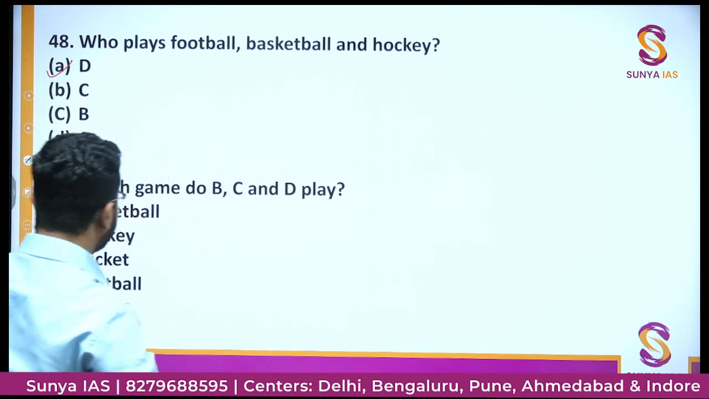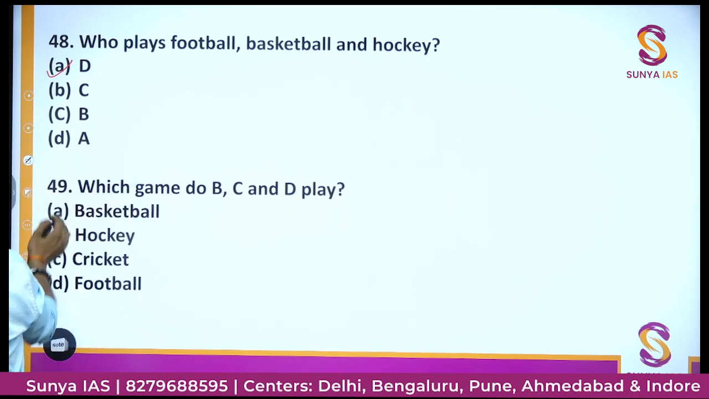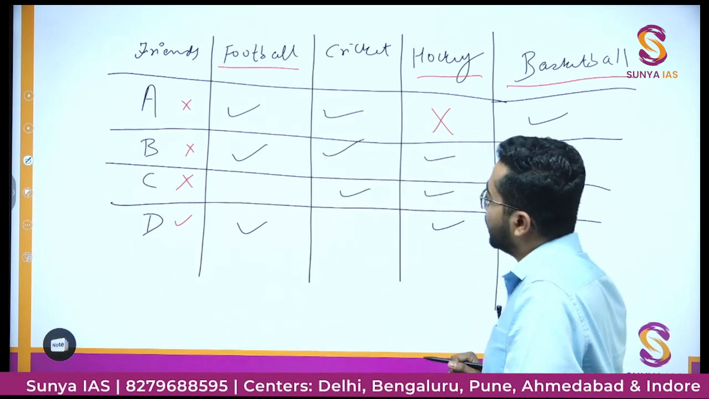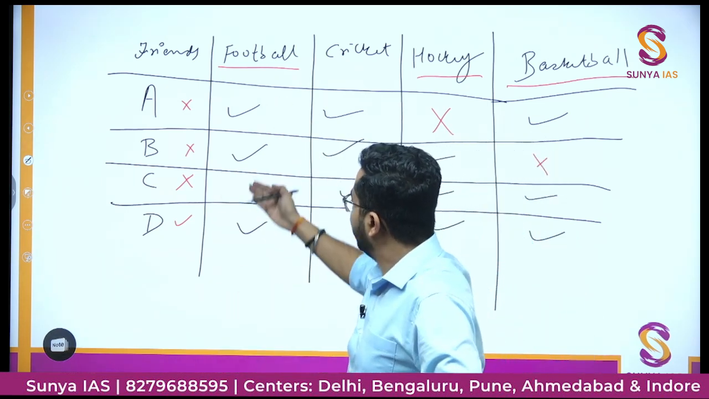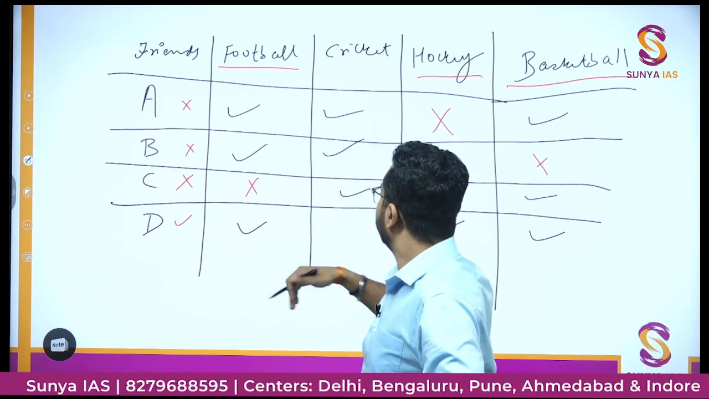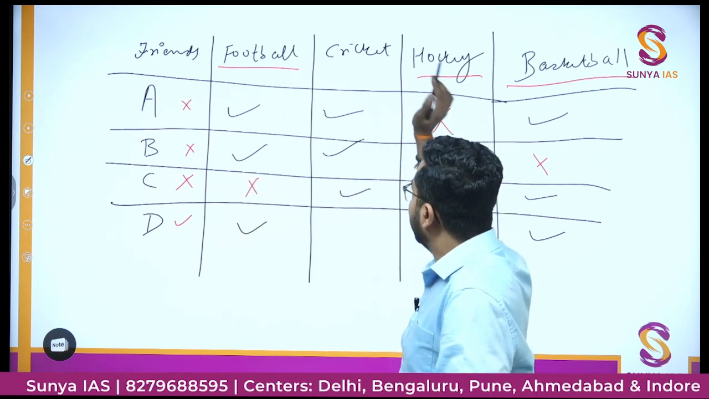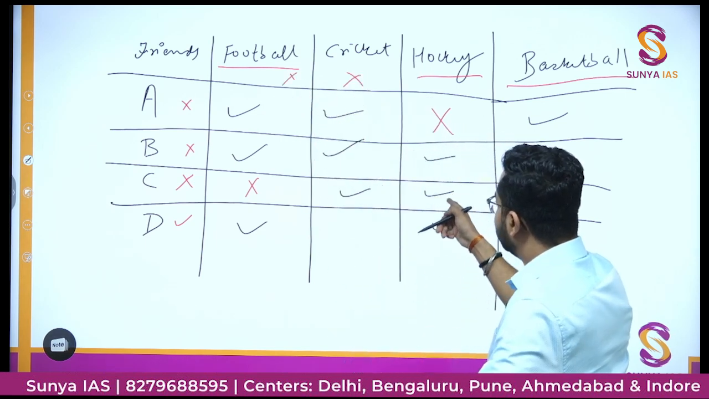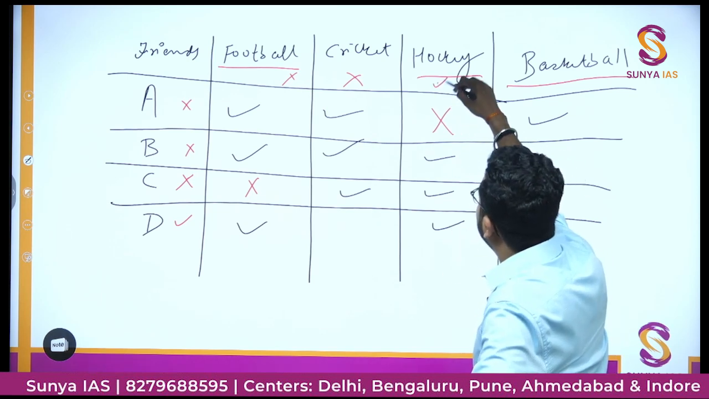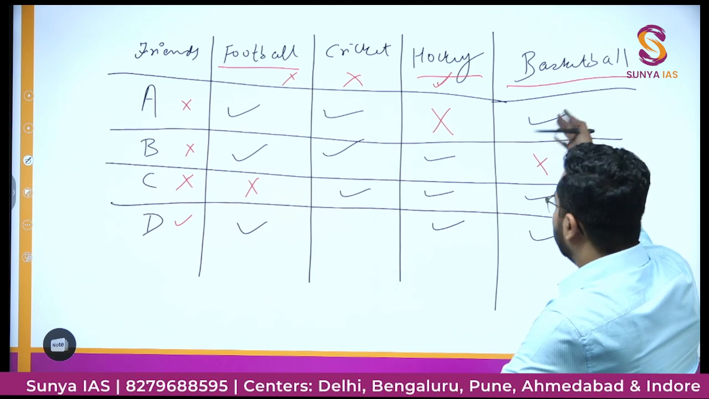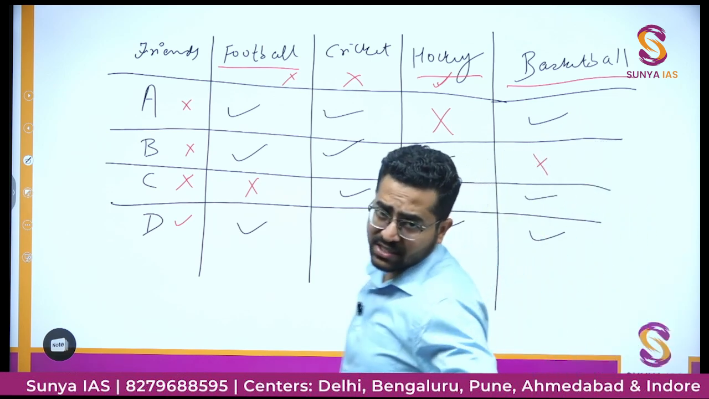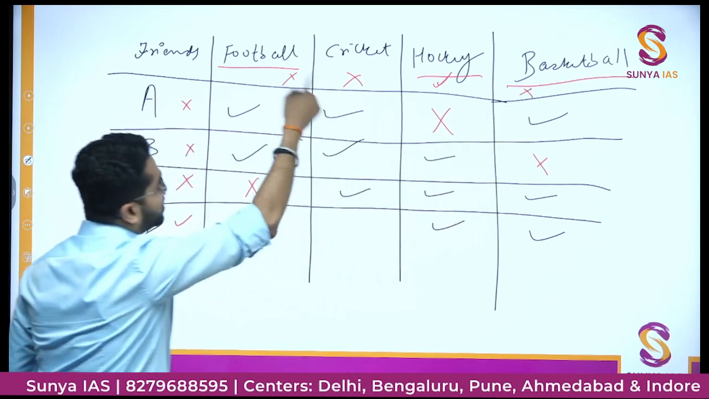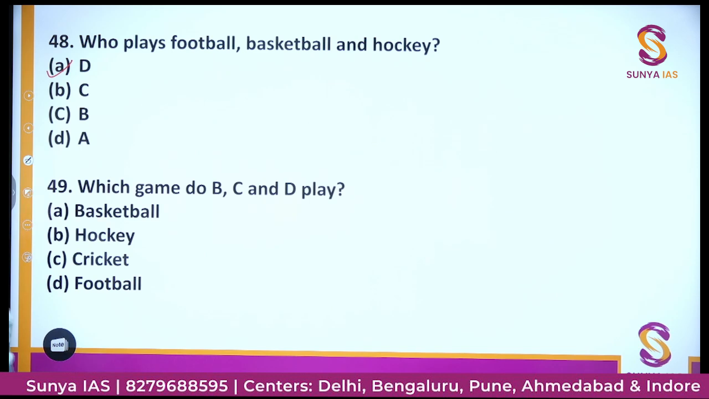Which game do B, C and D play? So there would be a common game that B, C and D all three are playing. Football, C is not playing, so football is wrong. Cricket, B and C are playing, D is not, so cricket is also wrong. Here you can see B, C and D all three are playing hockey, so the correct option would be hockey. And B is not playing basketball, even though C and D are playing basketball, so basketball will also not be correct. So the correct option would be hockey, which is option B.